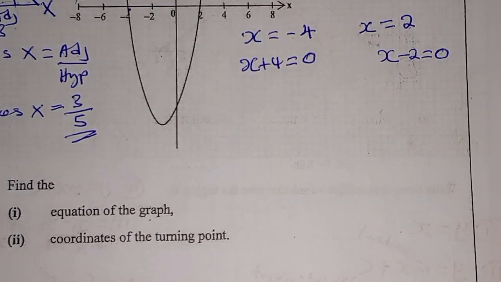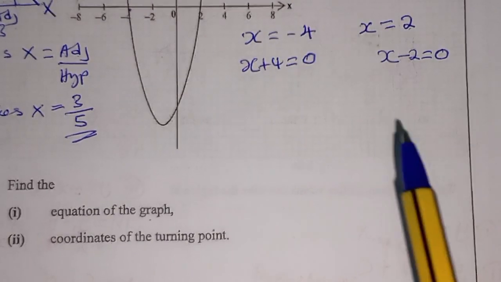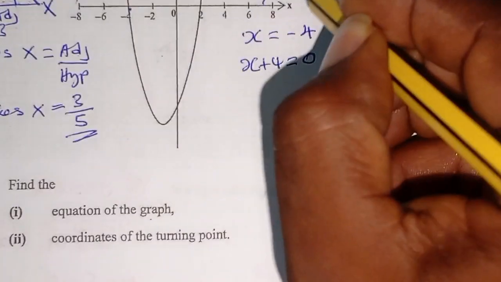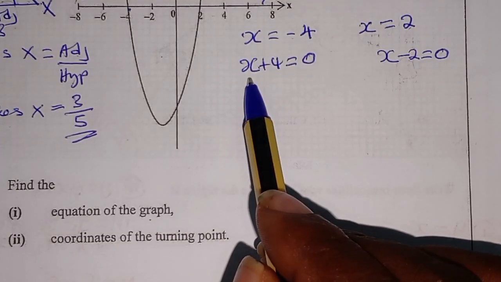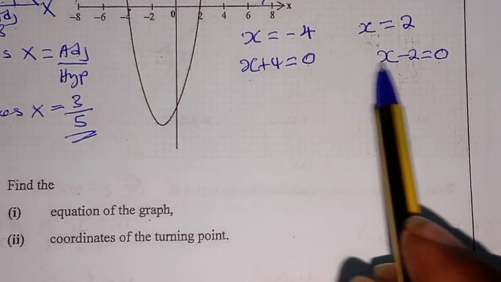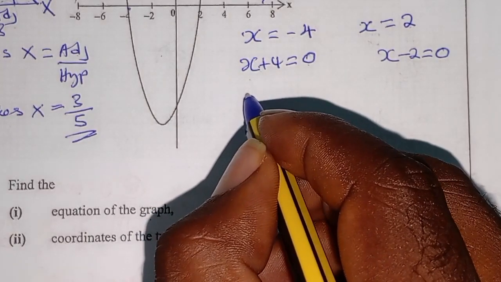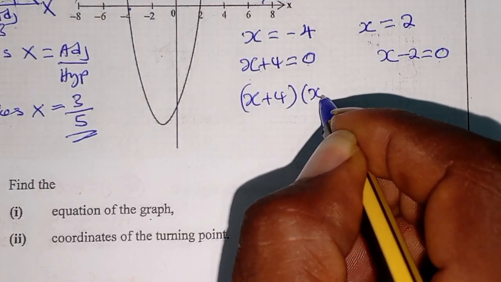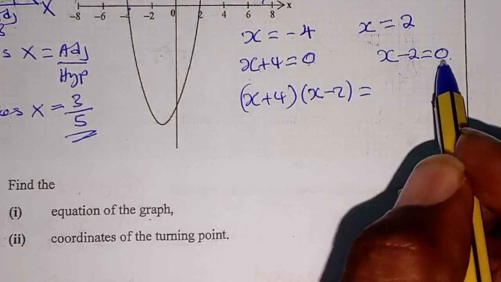This remains 0. So remember that in the x-axis, y is 0. So this is equal to 0. Since the two are equal to 0, we are going to multiply the two. So we shall say that x plus 4 times x minus 2 equals 0.